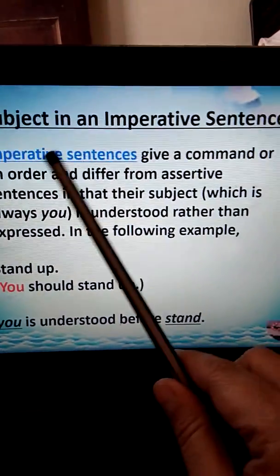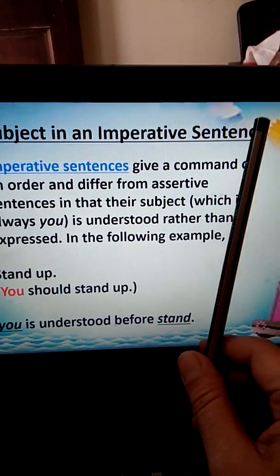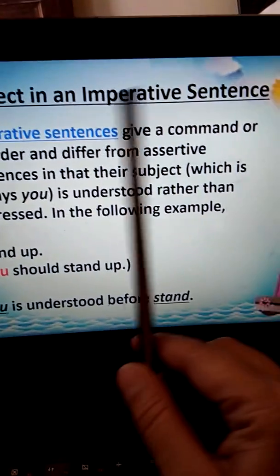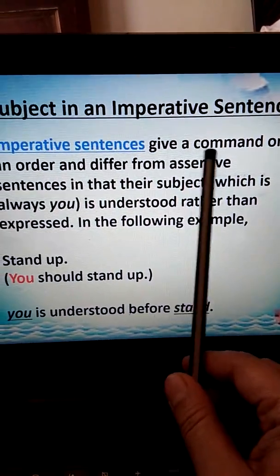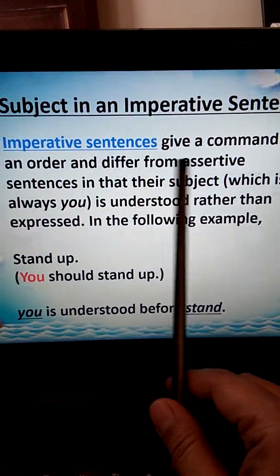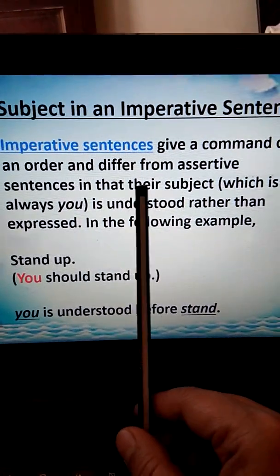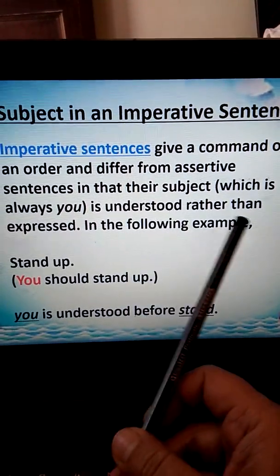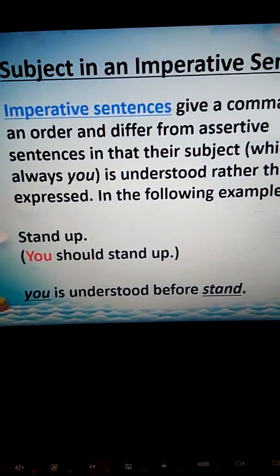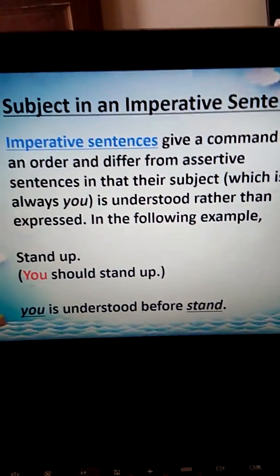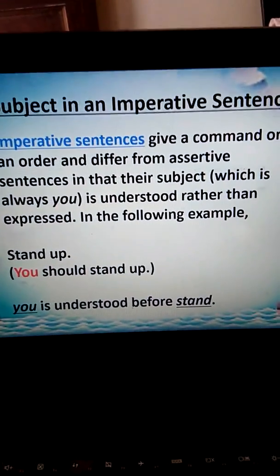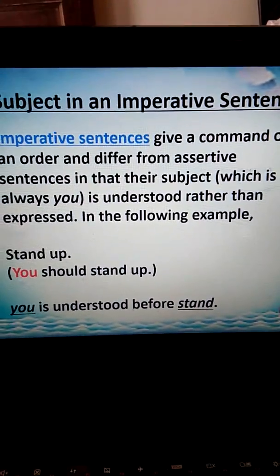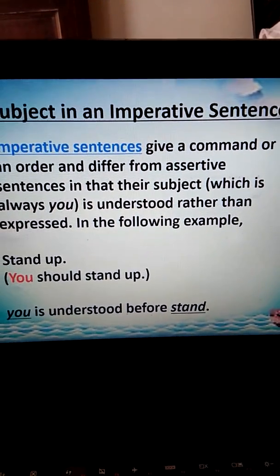Now we will come to the subject in an imperative sentence. Imperative sentence means a command, request, advice like that. Imperative sentences give a command or an order and differ from assertive sentences in that their subject, which is always you, is understood rather than expressed. Children, when we did sentences and its types, you remember we said that in the imperative sentence the subject is hidden. We do not show the subject, right?